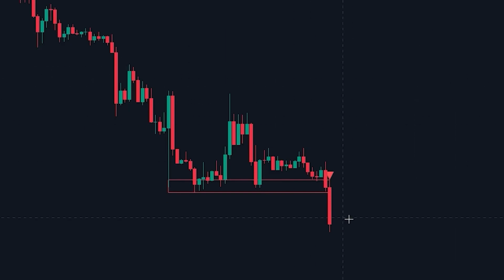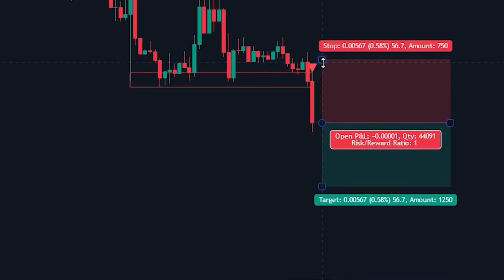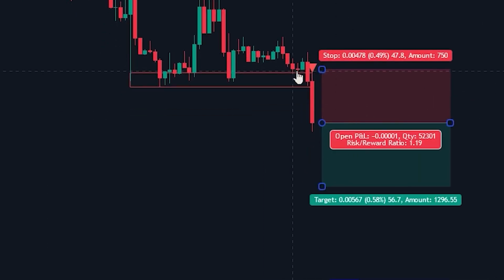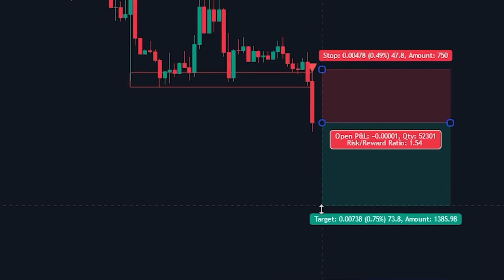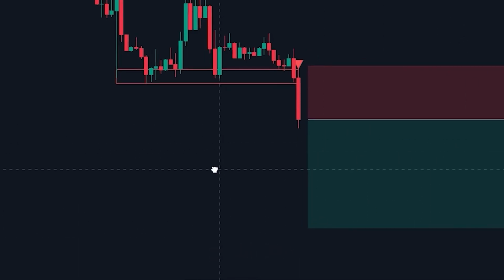Because of this, let's enter into the sell position. We will be placing the stop loss above the upper line of the breakout box. For the take profit, we will be targeting a 2 times risk to reward ratio. Now let's see how the trade plays out.